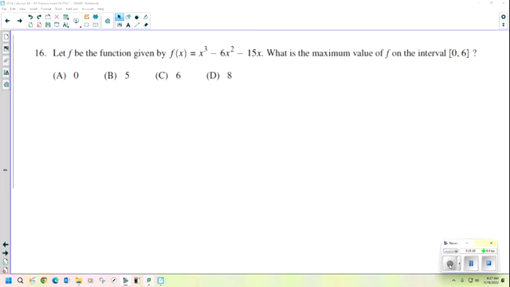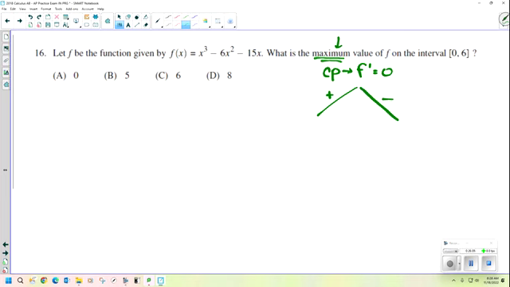16, let f be the function given by f of x equals x cubed minus 6x squared minus 15x. What is the maximum value of f on the interval from 0 to 6? All right, the maximum value of f. We need to know a couple of things here first. Maximum value means I need to find critical points where my first derivative is equal to 0, because that's the only place that my derivative or slope can change. If I want a maximum, I want a positive derivative or slope followed by a negative derivative or slope, and that only happens at a critical point where our first derivative is 0. And keep in mind, I only want it from 0 to 6. I don't care about anything less than 0 or anything more than 6.